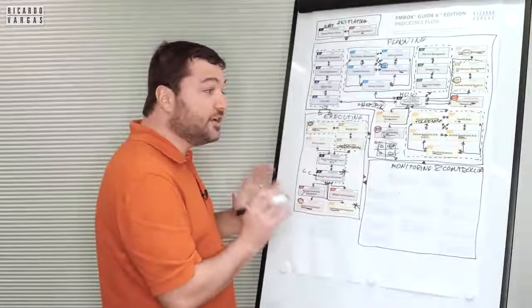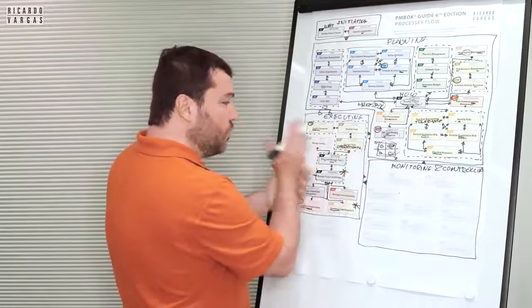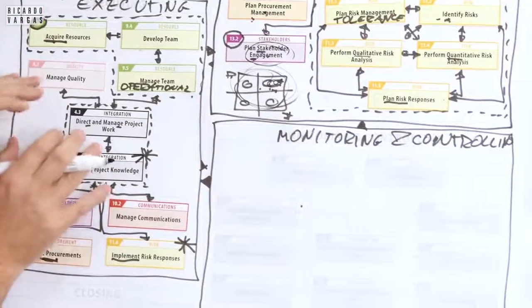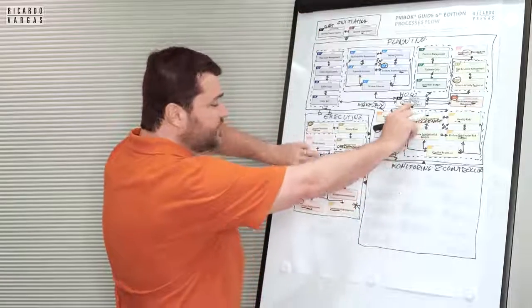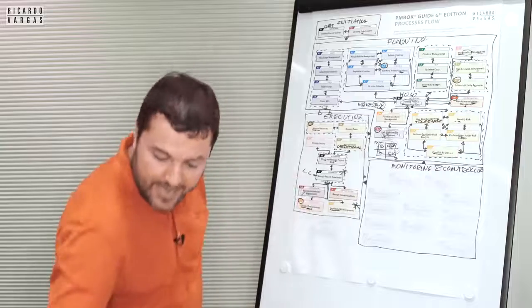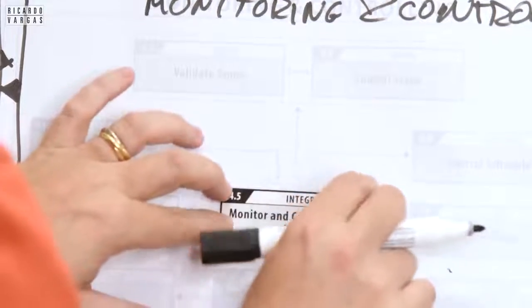On the monitoring and controlling, I am doing things in parallel. Here, I'm doing the work. Here, I'm making sure that the work I'm doing here is okay. Remember, I started with integration, integration, and integration. What will I start here? Integration. And what do I do? I will monitor and control the work.